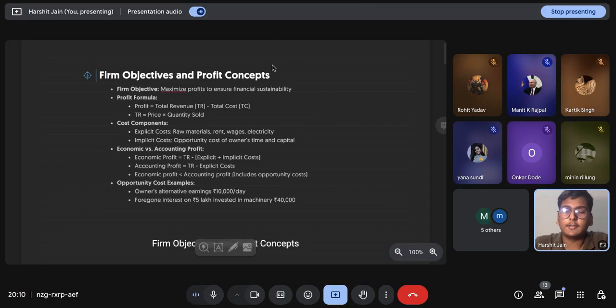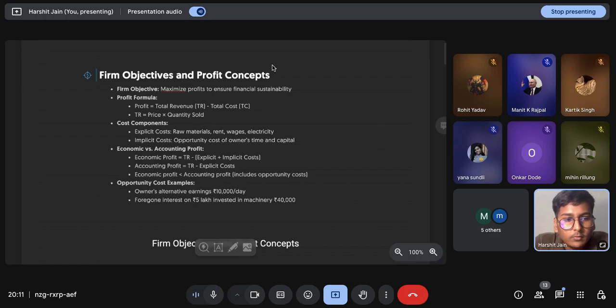Let's begin with the primary objective of any firm. The objective is to maximize profit. Profit ensures a firm's financial sustainability and growth. We calculate profit using a simple formula: profit equals total revenue minus total cost.